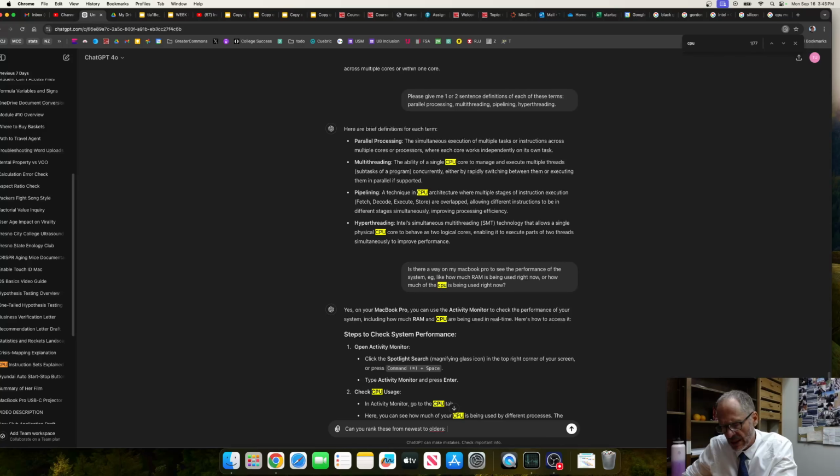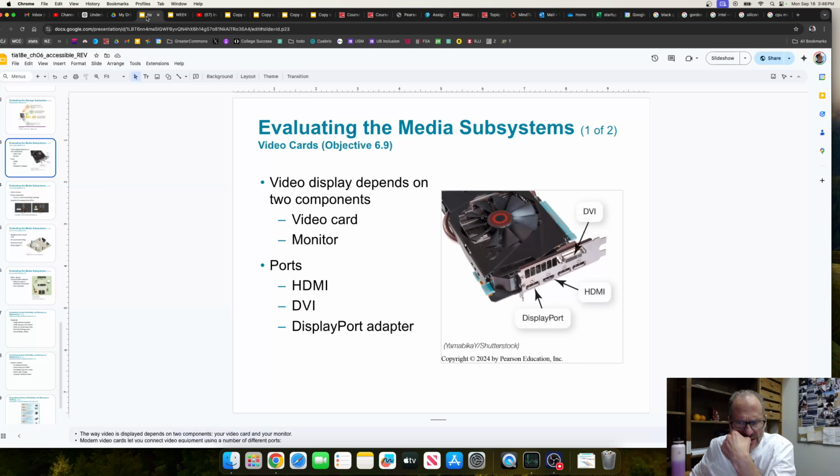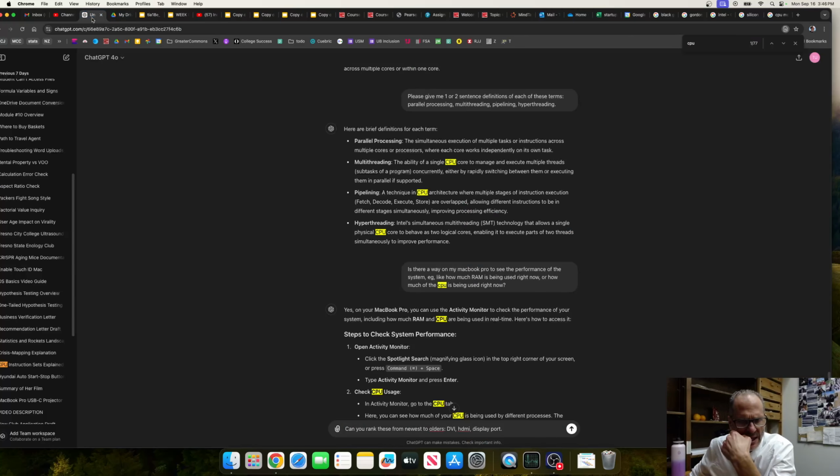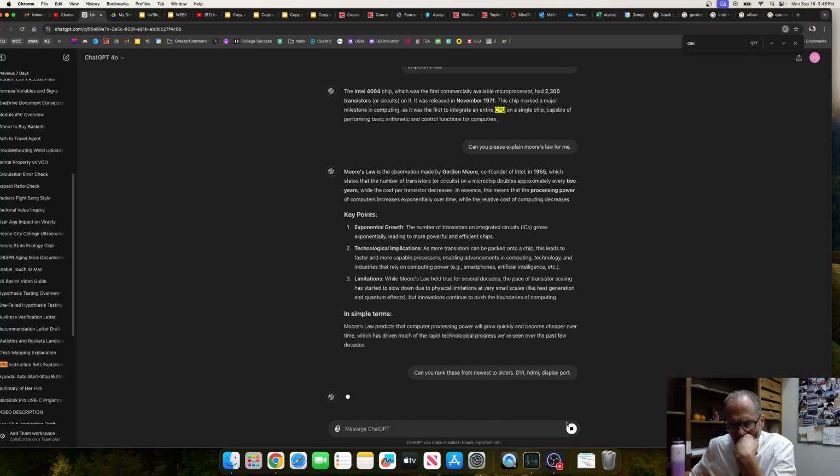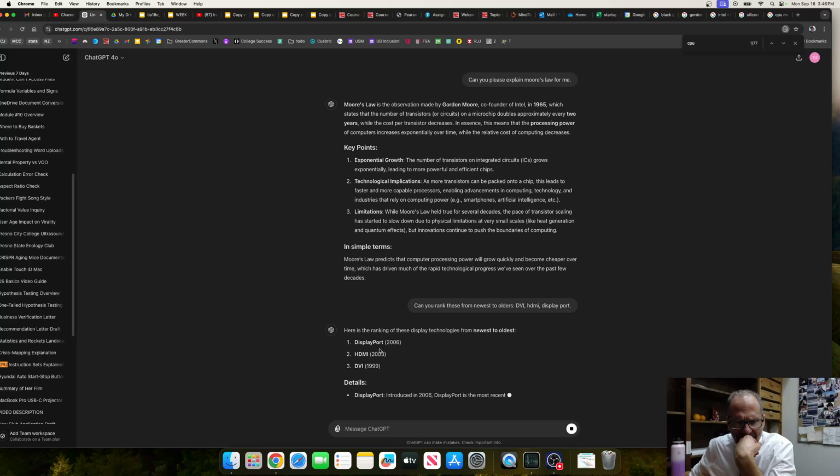We have DVI, oldest, and that's digital video input. We have HDMI, high definition media input, I think that's what that stands for. And then we also have a DisplayPort, which is pretty self-explanatory. I'm just making sure I got those: DisplayPort, HDMI, DVI. And then we'll also ask it for newest to oldest. Should have been oldest.